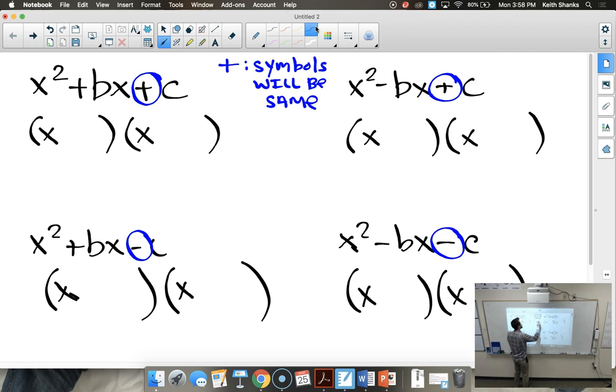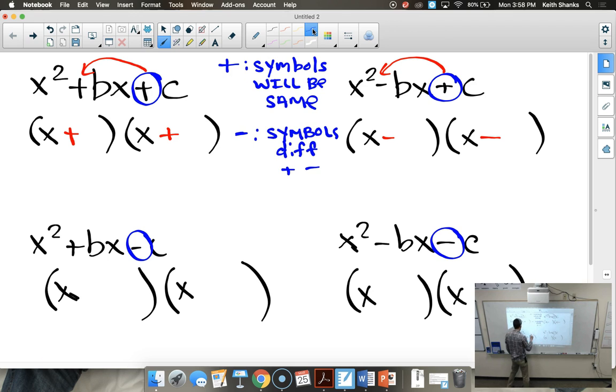And all you have to do then is check the first sign, and that tells you what they're going to be. Here they're going to be plus, plus. Here they're going to be minus, minus. If that second sign is a negative, the symbols will be different, meaning you're always going to have one plus and one minus. So one plus, one minus, one plus, one minus.